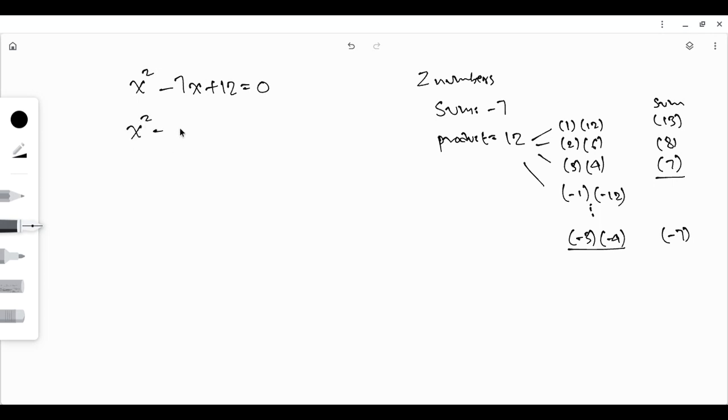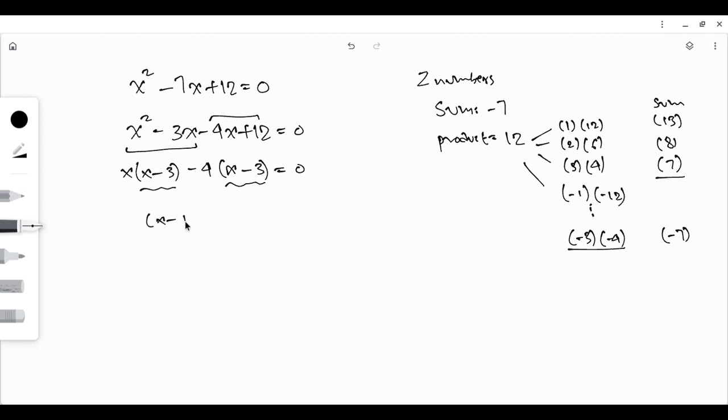So I get x squared minus 3x minus 4x plus 12 equals 0. I have two groups of 2 yet again. GCF is x and GCF is 4. I have this common term, so I get x minus 4, x minus 3 equals 0, x equals 4, or x equals 3. That's my solution.